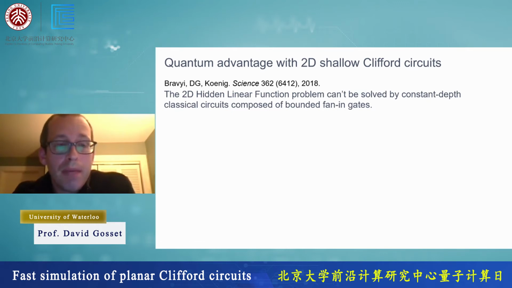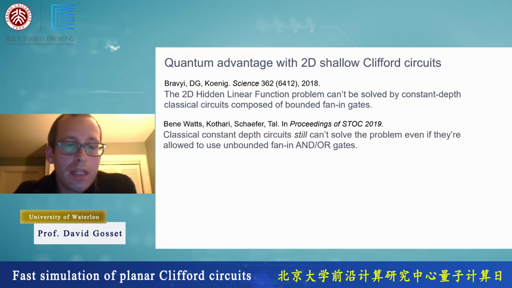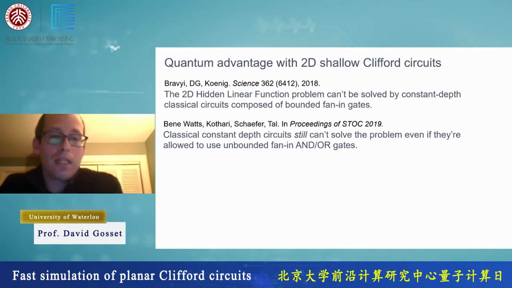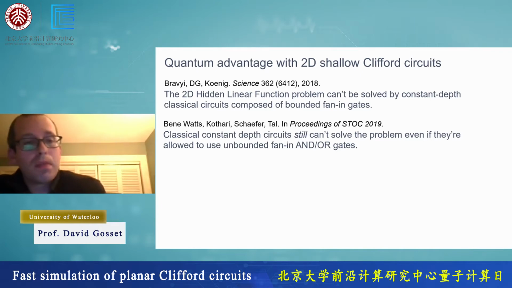On the other hand, we showed in our paper that this hidden linear function problem, even though it can be solved in polynomial time on a classical computer, cannot be solved in constant depth on a classical computer if you use gates with a constant number of inputs. This result was then strengthened by Bene Watts, Kothari, Schaeffer, and Tull, who showed that even a more powerful class of constant depth classical circuits still can't solve the problem. That more powerful class allows the circuit to use unbounded fan-in AND and OR gates.